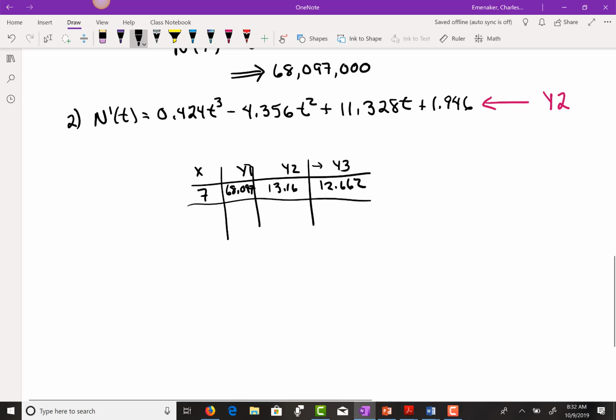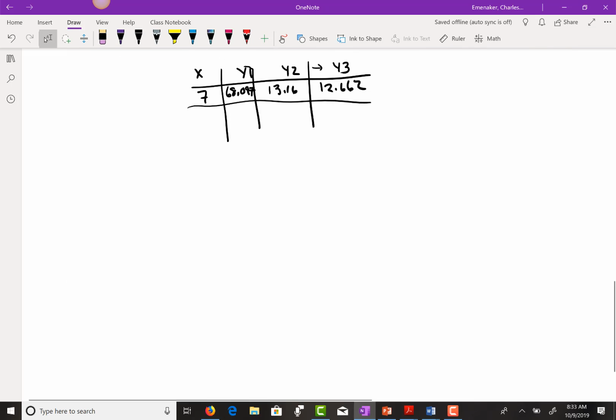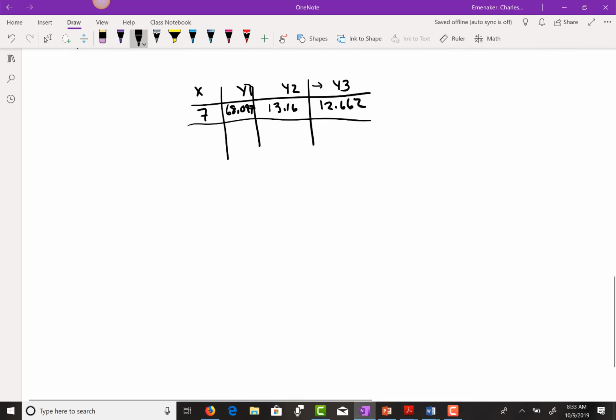I mean, I can say 13.16. That's pretty easy. Everybody's, yeah, 13.16 what? What these numbers mean, and remember, y1 is going to be n of t, y2 is going to be n prime of t, and y3 is going to be n double prime of t. Okay, keep in mind, that's what's going on, that's what you're dealing with.